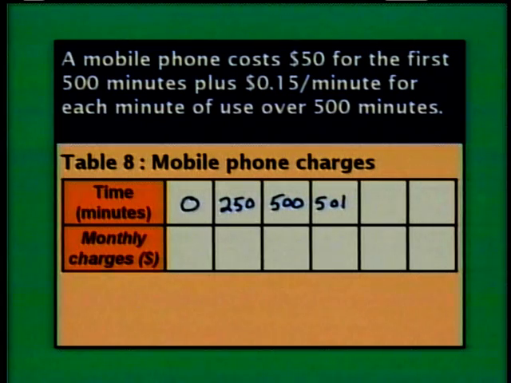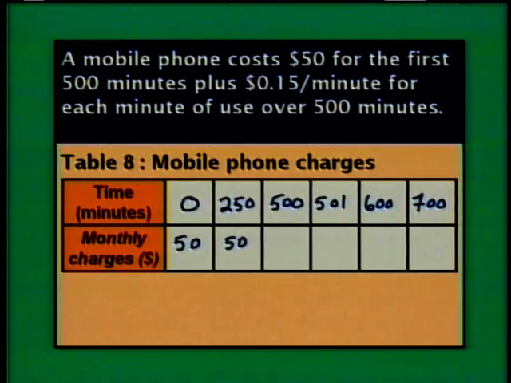501 minutes. Let's see what happens if I talk 1 minute over the 500 minutes included in my charges. 600 minutes and 700 minutes. Now I'm going to use the information given in the verbal description to fill in the monthly charges. Well, the company is going to charge me $50 for the first 500 minutes. So if I don't talk on my phone at all, they're going to charge me $50.